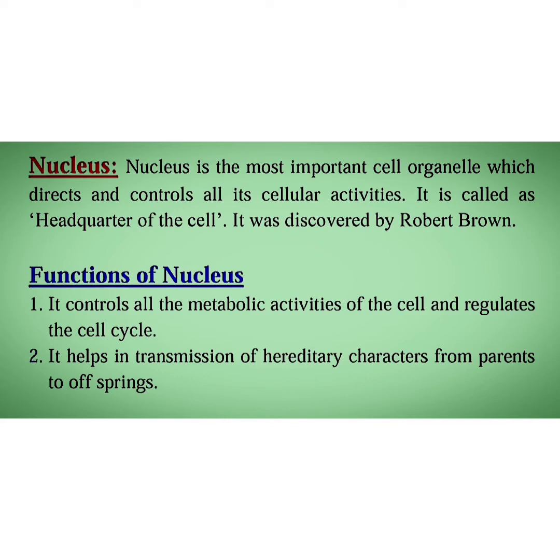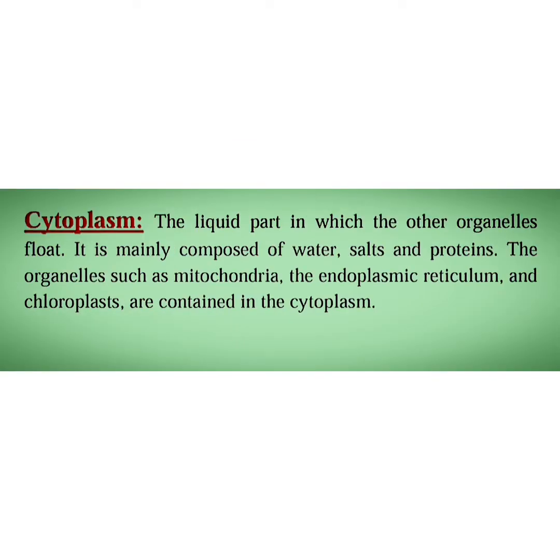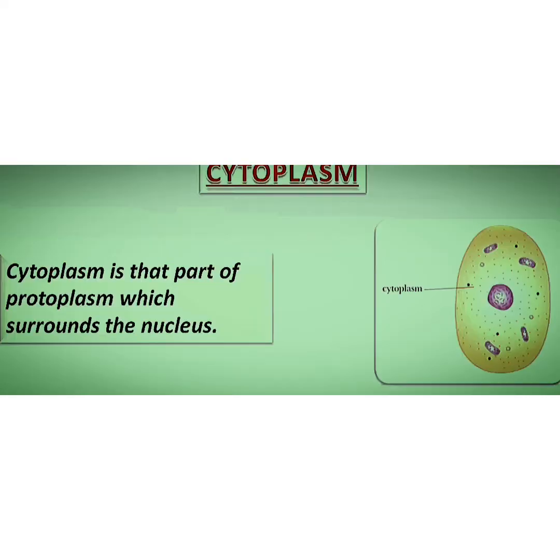The functions again are that it controls all the metabolic activities of the cell and regulates the cell cycle. It helps in transmission of hereditary characters from parents to offspring. Cytoplasm is the liquid part in which the other organelles float. It is mainly composed of water, salts, and proteins. Organelles such as mitochondria, the endoplasmic reticulum, and the chloroplasts are contained in the cytoplasm. So it is the part of the protoplasm which surrounds the nucleus.